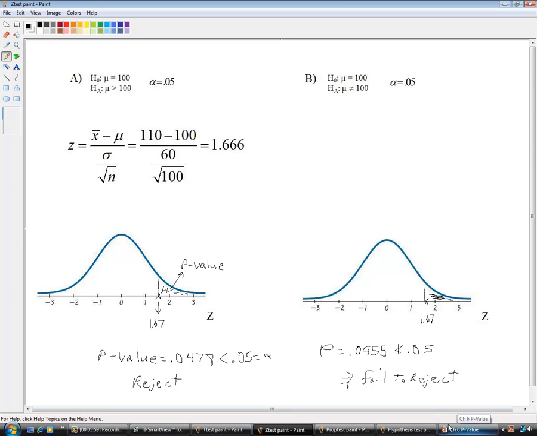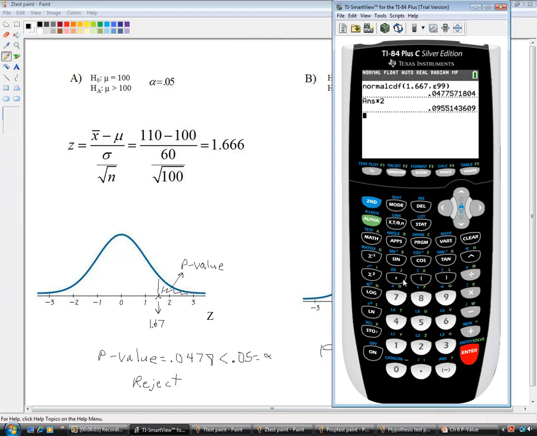Now, as I mentioned, the calculator function, in this case Ttest, will calculate the p-values for us. So let's take a look at that. So stat, tests, the very first option is Ttest. Similar to the confidence intervals, we have the option of going with data or statistics. We don't have any data, we have just the statistics, so we're going to enter those in.